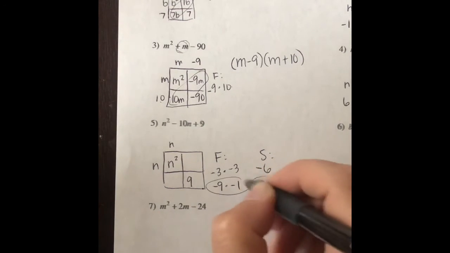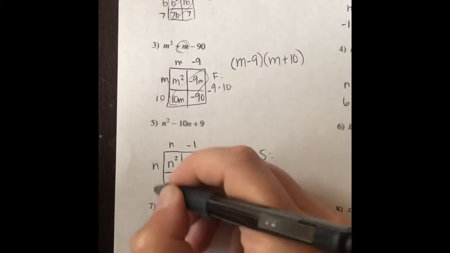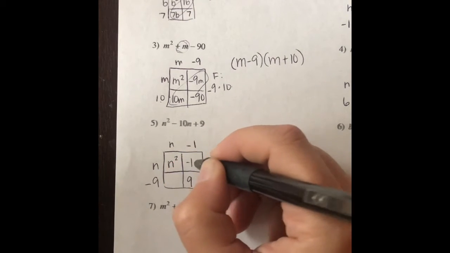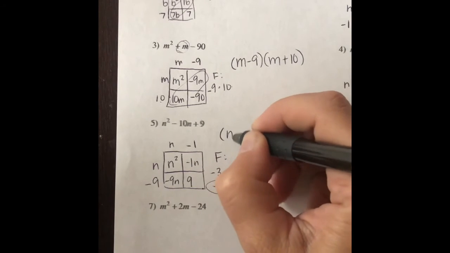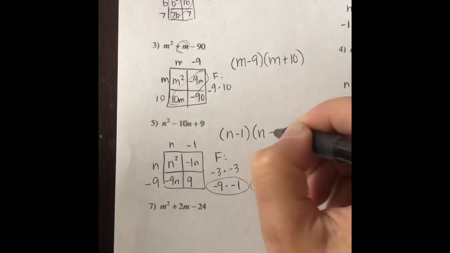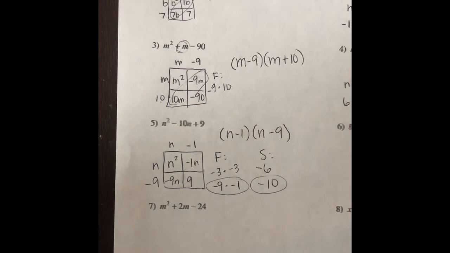So that's what we want. These are the factors we'll use. And we end up with our final answer, n minus 1, n minus 9.